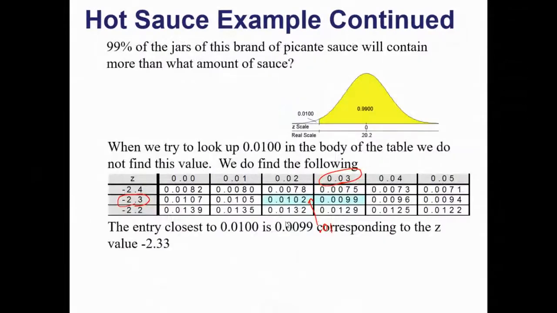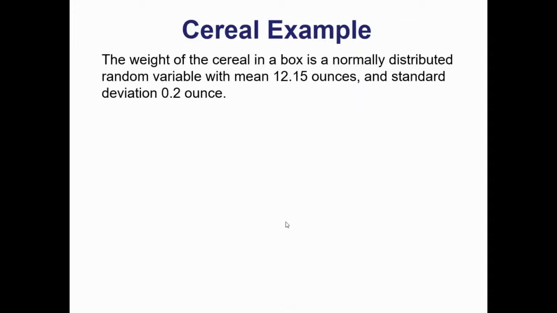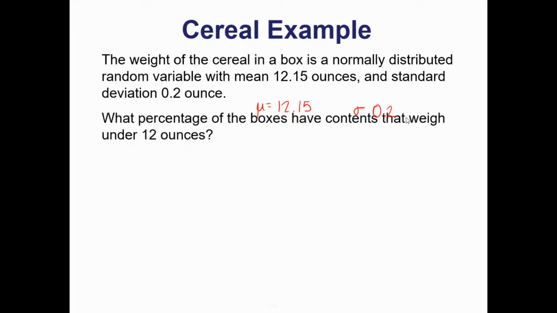These are the solutions that we already looked at. Cereal example. The weight of the cereal in a box is normally distributed with a mean of 12.15 ounces and a standard deviation of 0.2. What percentage of the boxes have contents that weigh under 12 ounces? We want the probability that X is less than 12. Now, can I just go straight to my Z table at this point? No, what do I have to do? Let's standardize it.